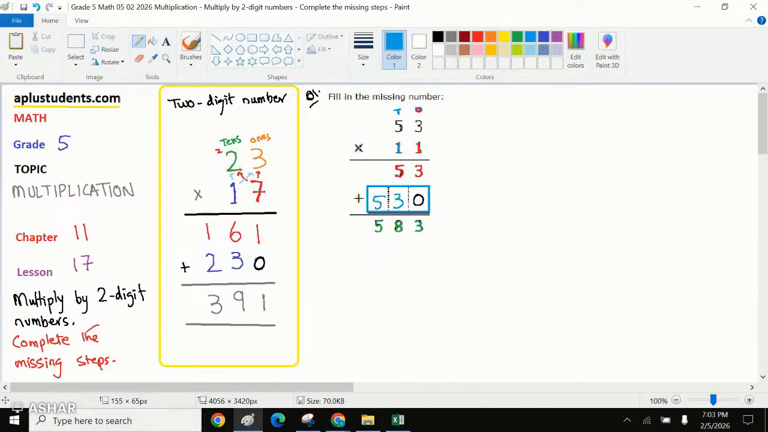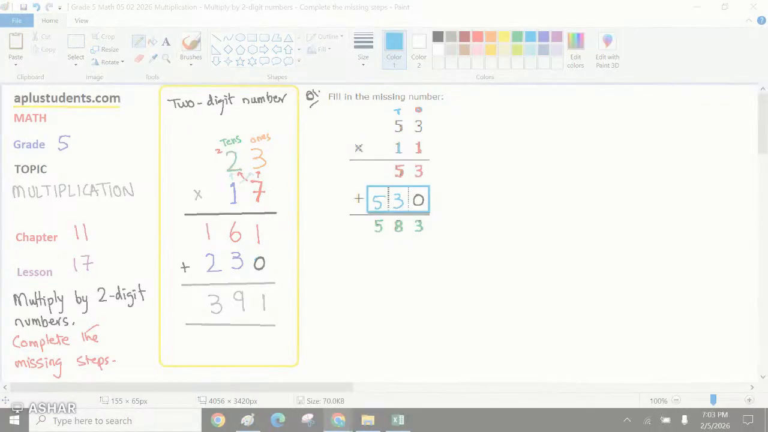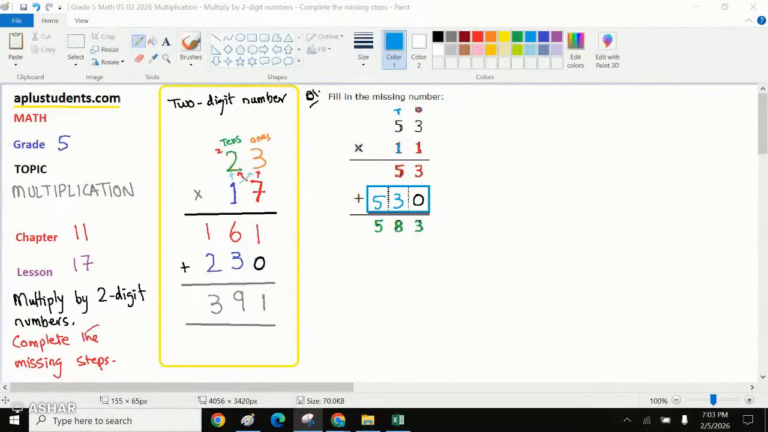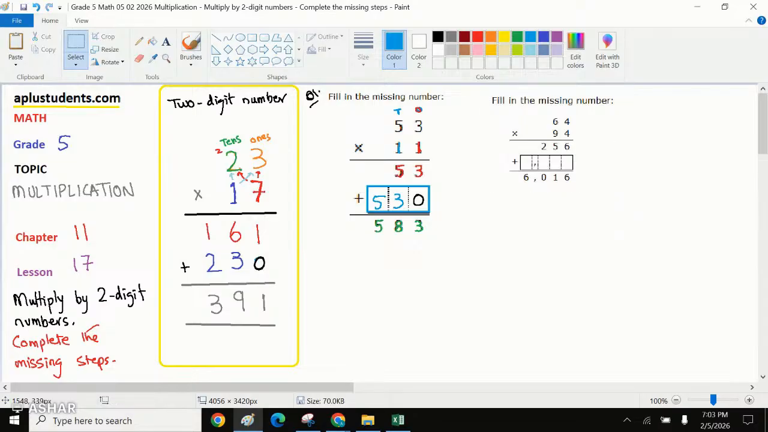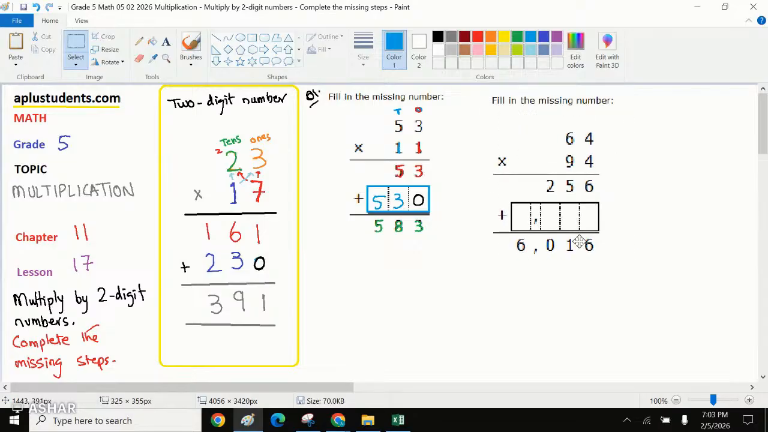So we need to find the missing values. Okay. Let's see the next question. Find the missing numbers. For question number 2, it says fill in the missing numbers for this given information. For this given data.